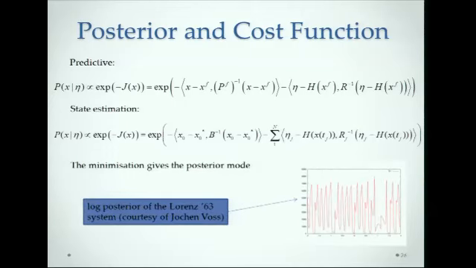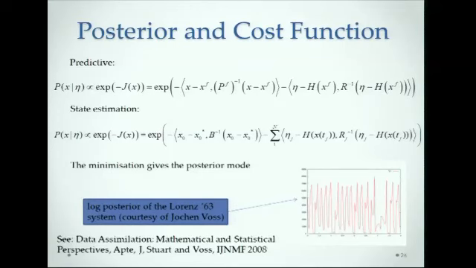Lest you think that just finding the posterior mode is a sensible thing to do, it's always refreshing to look at the Lorenz equations, right? This is actually a log posterior, in other words, the cost function of Lorenz 63. This was done by Jochen Voss, and if you try to find the mode of that, you really would walk away and question whether you'd gotten sensible information for yourself, right? You want to have the whole thing.